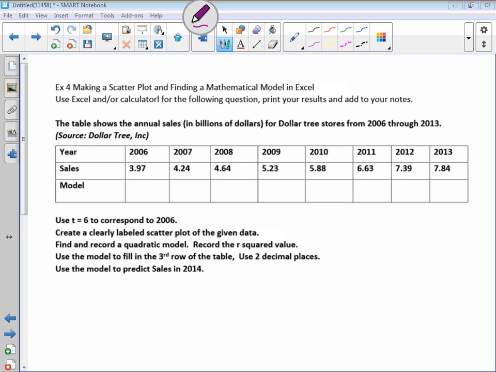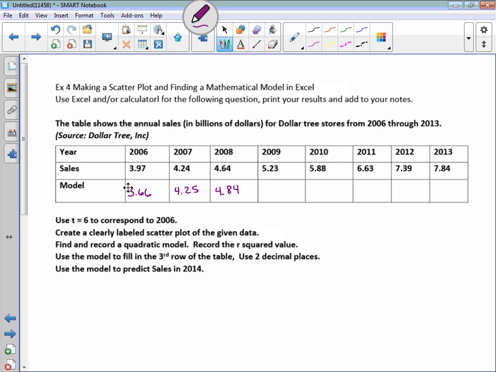Let's fill in the third row just to make sure you guys have the right model going on. So for 2006, what'd you get for your model value? 3.66. Everyone in agreement? Yeah, okay. What about for 2007? 4.25. I'm trusting you, Kelly. What's next? 4.84.